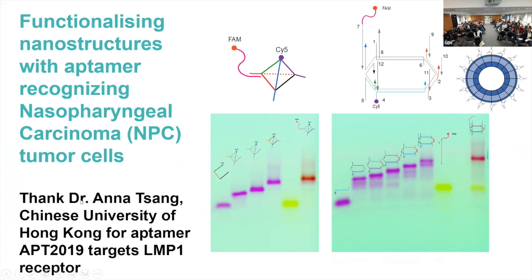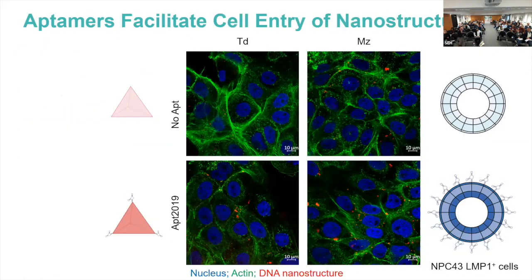And one of my colleagues at the Chinese University of Hong Kong, a different university in Hong Kong, had developed an aptamer called APT-20119, which her lab had selected by cell SELEX against NPC tumor cells. And we had attached the 20119 aptamer onto both the tetrahedron and onto the maxillary, and then compared the effects of the tetrahedron and the maxillary in terms of delivery of nanostructures.